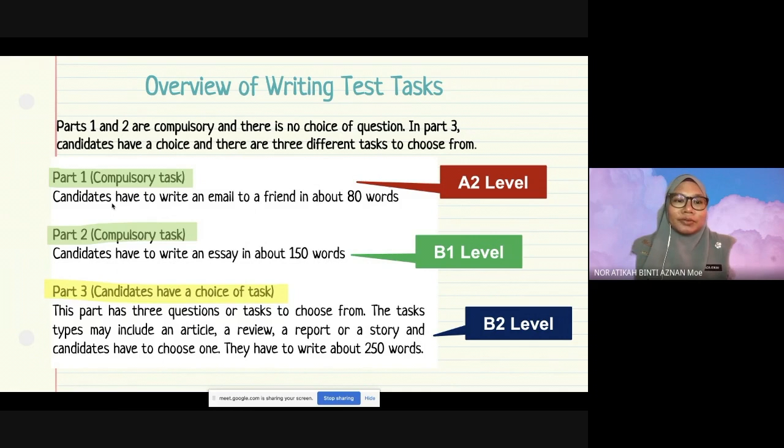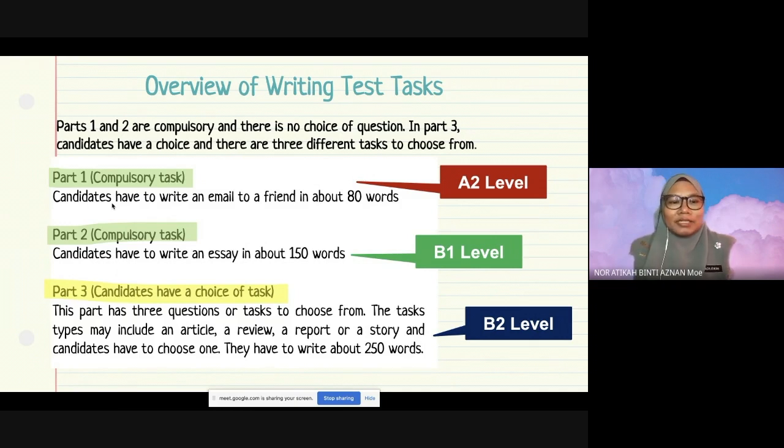And for part 2, it's also a compulsory task where candidates have to write an essay in about 150 words. The essay question is slightly challenging, and students also have to write more. This is a B1 level.